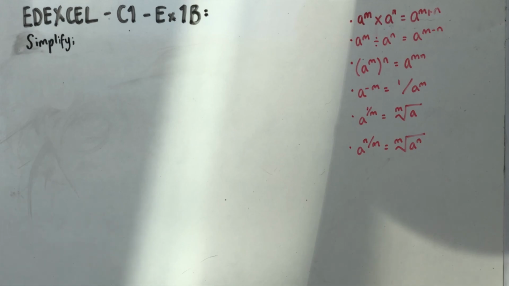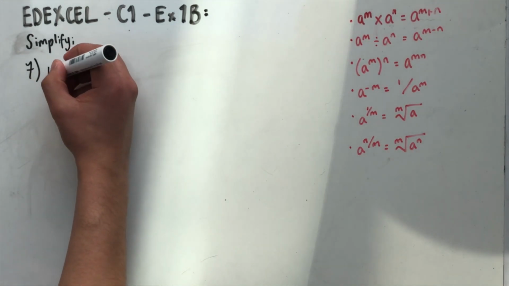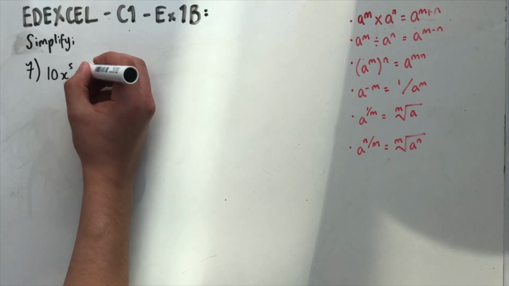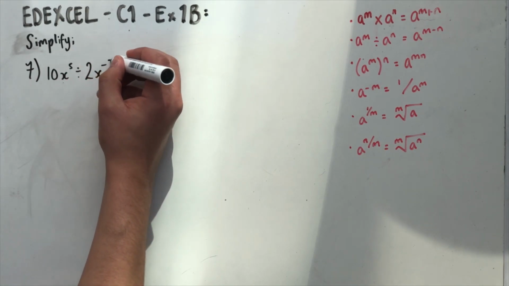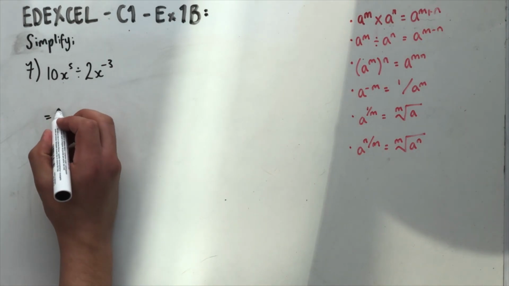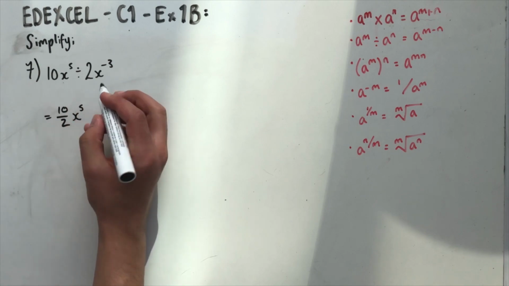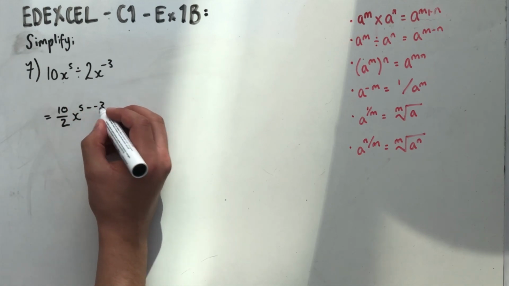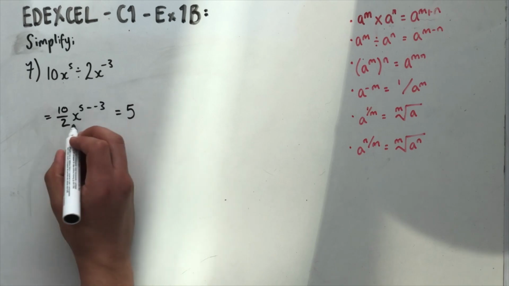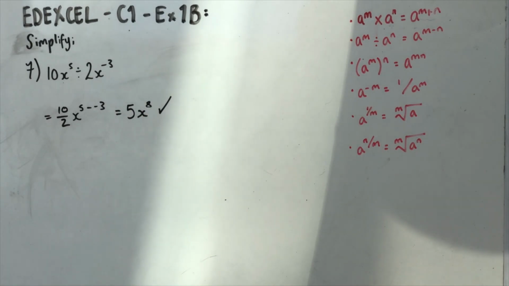Question 7 here, we have 10x to the power of 5 divided by 2x to the power of minus 3. So we're dividing again, so we're going to use the second rule down on the right hand side. First of all, we'll deal with the numbers, so 10 divided by 2, or we can just put 10 over 2 here. Then we'll deal with the x's, so x to the power of 5 minus, because we divide, minus 3. 10 divided by 2 is 5, 5 plus 3 is 8, so the answer is 5x to the power of 8.